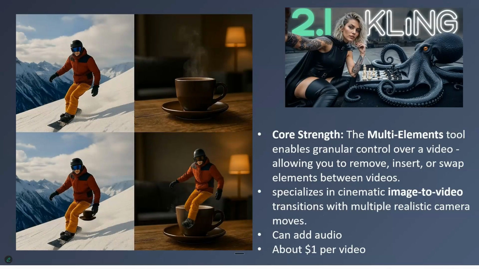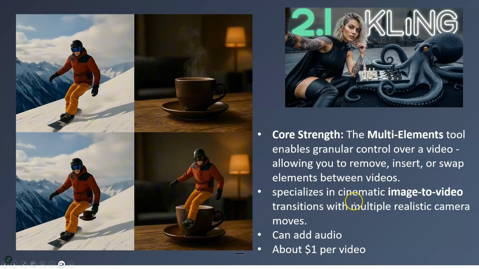Now, Kling, this has a very interesting core strength, which is called multi-elements. It enables you to remove, insert, or swap elements between videos. So, for instance, here we have a video of a person skiing, and here we have a video of a cup of coffee. And we can say, put these two videos together. So now you get the video with the guy holding the cup of coffee, or skiing in the cup of coffee, or whatever you tell it to do. And you can have up to 4 different elements that you can merge together into one video.